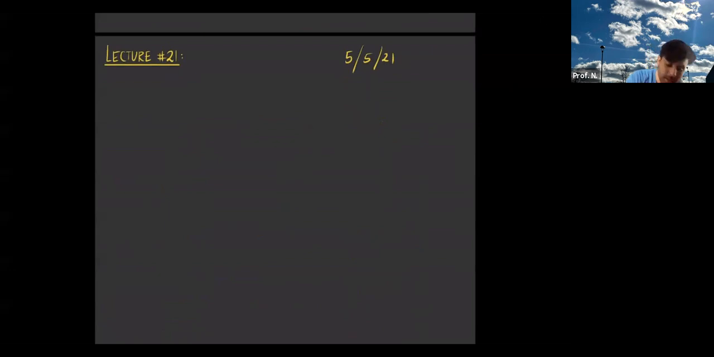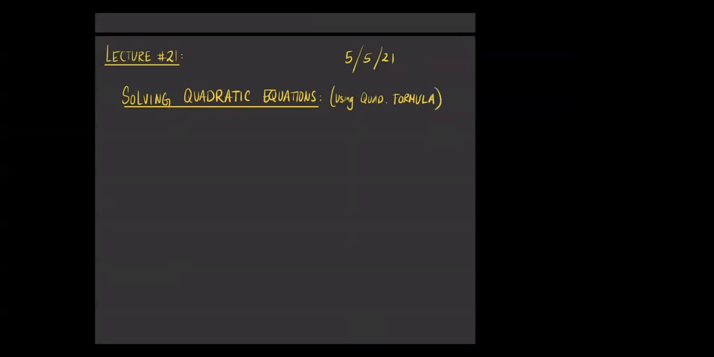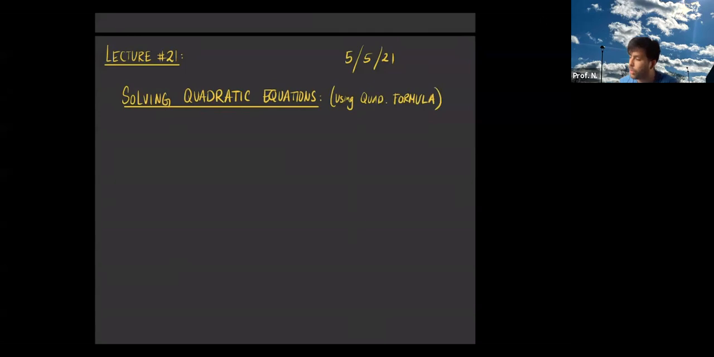So, solving quadratic equations. Again, the quadratic formula is bulletproof. It works under any circumstances. Solve quadratic equations using the quadratic formula. So let me give you one.